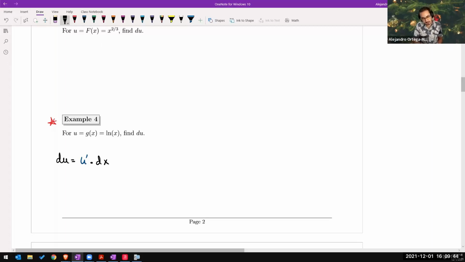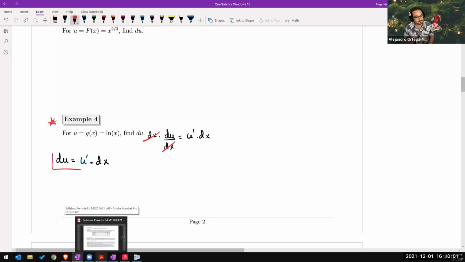Because again, with the differential, if du dx is the same thing as u prime, then to get the du by itself, we would multiply here by a dx, and that's how we get the du. And this is more in line with what we're going to be doing in a second.